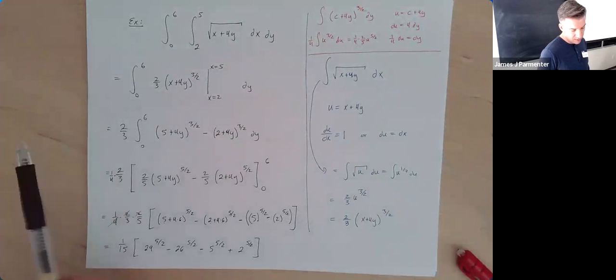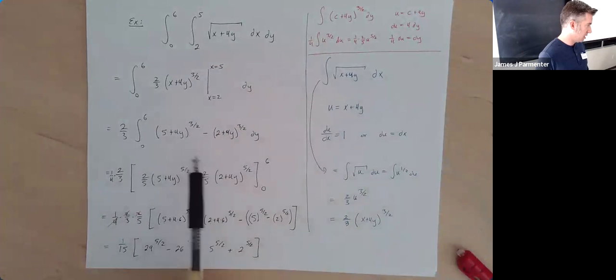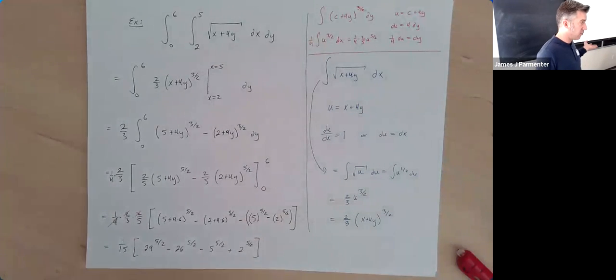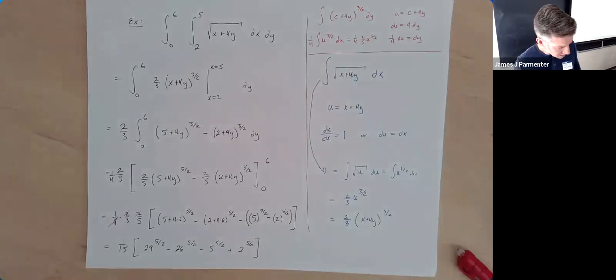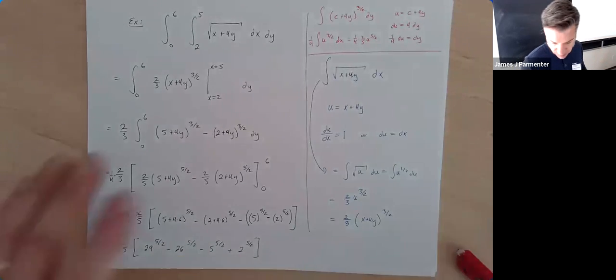But the point I wanted to make here was really just seeing the u substitution, that you can let u equal x plus 4y, and then your du is just 1 dx. Or if you're doing it with respect to y, your du is 4 dy. So yeah, it's okay to pick a u with both variables in it.